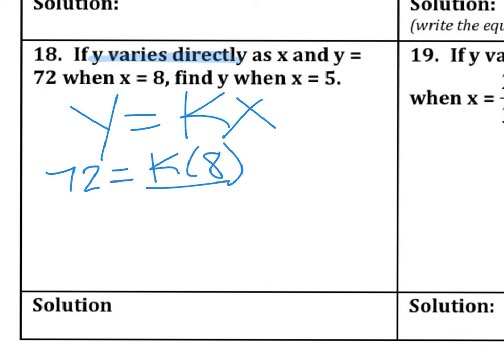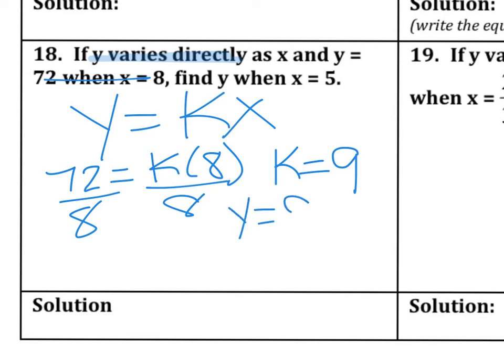And we're going to divide both sides by 8. So k is going to equal 9, because 72 divided by 8 is 9. So we've done this part of the problem, and now we need to plug that back into our formula. So y is equal to 9x, and now let's do the part B, the second part of the question.